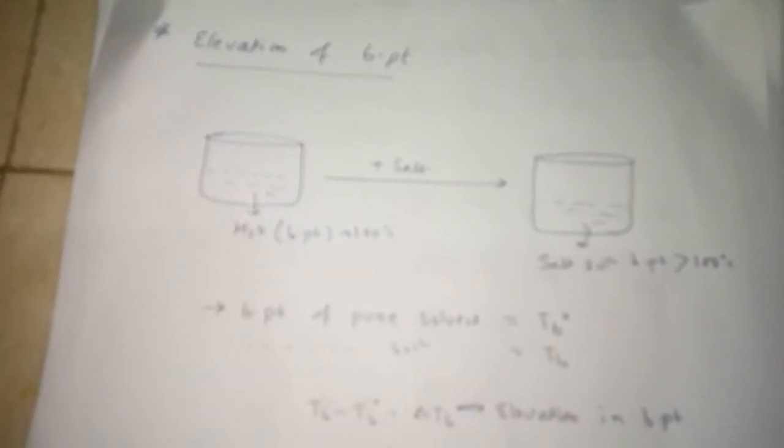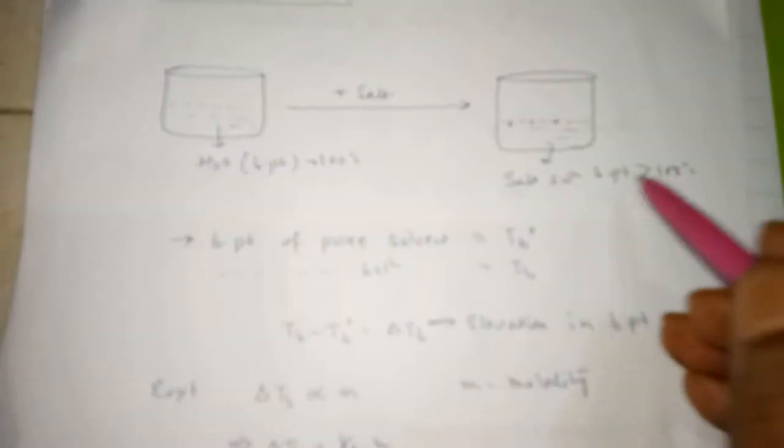Today we will take another colligative property. This one is elevation of boiling point. Now if you have taken pure water, it boils at 100 degrees centigrade. If I add salt into this, what happens? Salt occupies some portion of the surface, so fewer vapors will be formed, and in that case the boiling point rises to more than 100 degrees centigrade. Initially it is 100 degrees centigrade, now it is more than 100 degrees centigrade.